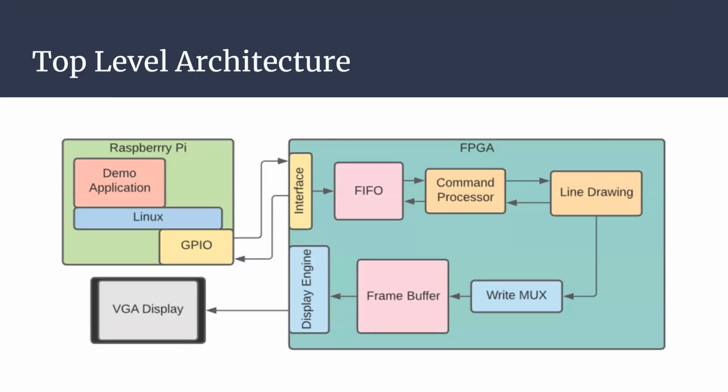So this is the top level architecture of our design. If you look on the right side, we have the FPGA, which contains an interface to communicate with our host computer, a FIFO buffer, which holds all of the instructions sent, a command processor that'll actually route those instructions to the module associated with them based off their opcode. We also have the line drawing module there. We did implement a triangle drawing module since that hasn't been updated on this chart. And then we have a write multiplexer, a frame buffer, and a display engine, which all kind of work hand in hand to draw the image in the frame buffer to the VGA display.